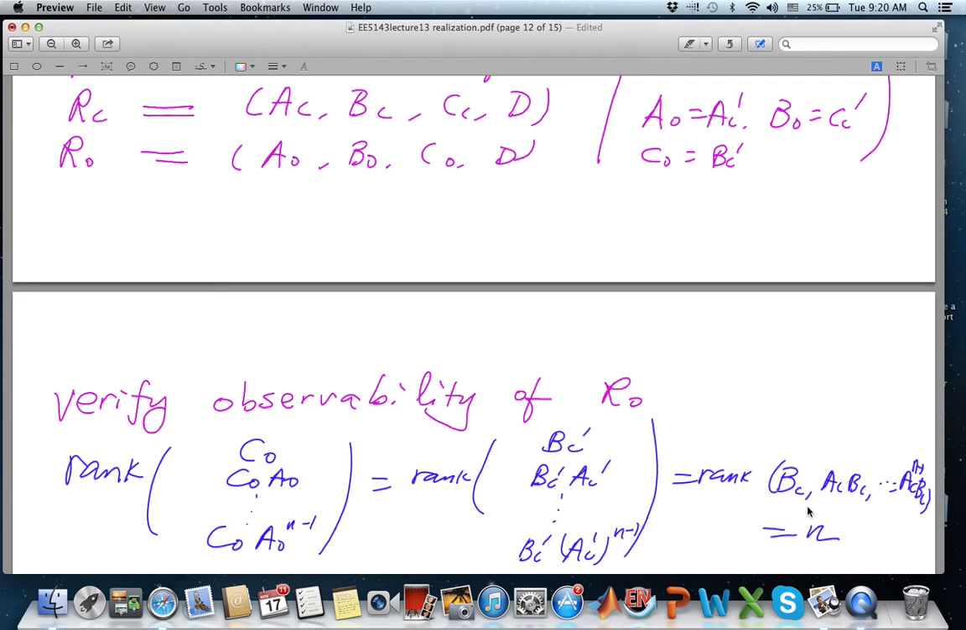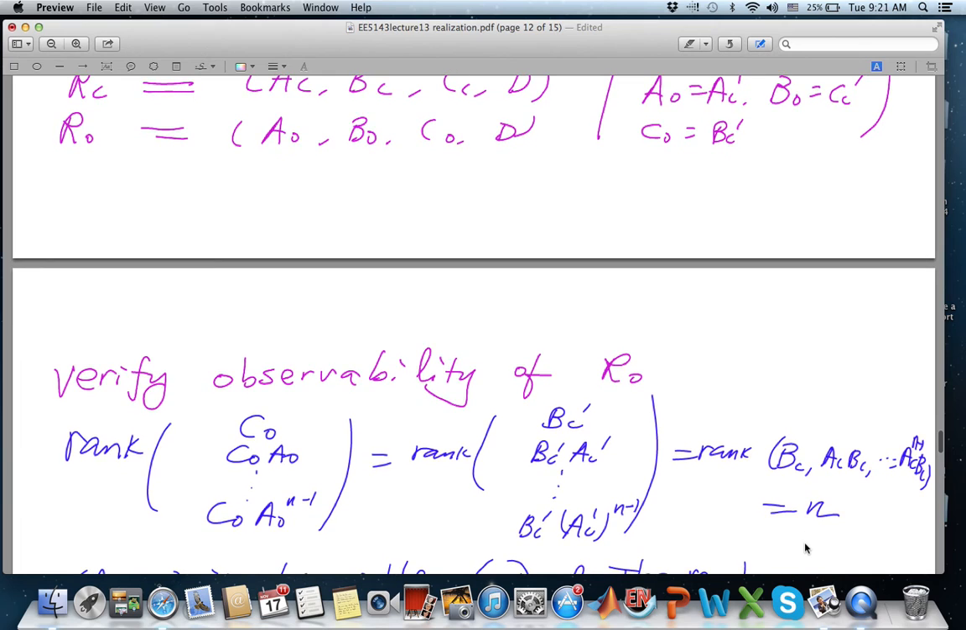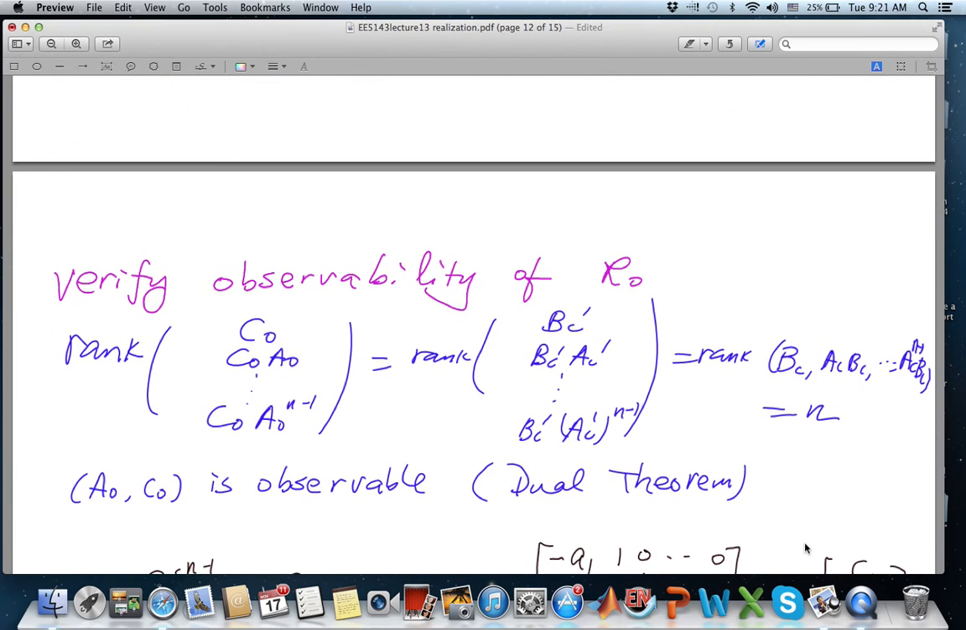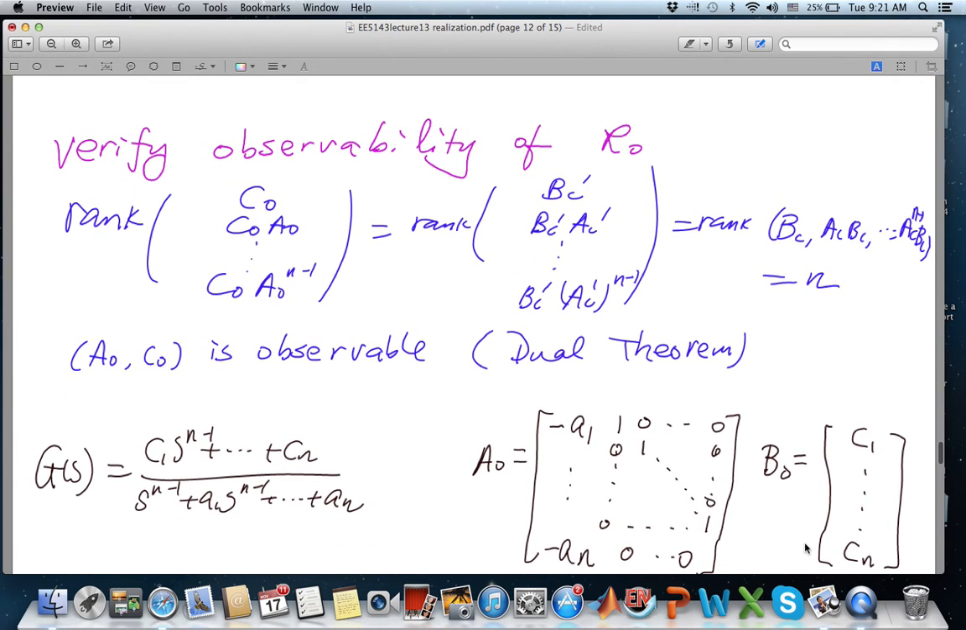It's going to be the same thing as your BC, AC BC, until you have AC to the power of n minus 1 times BC. And we have verified that the rank of this BC, AC BC pair is n. Then we can show that we have the full rank of this observability matrix. So AO, CO is an observable realization. This is called the dual theorem.